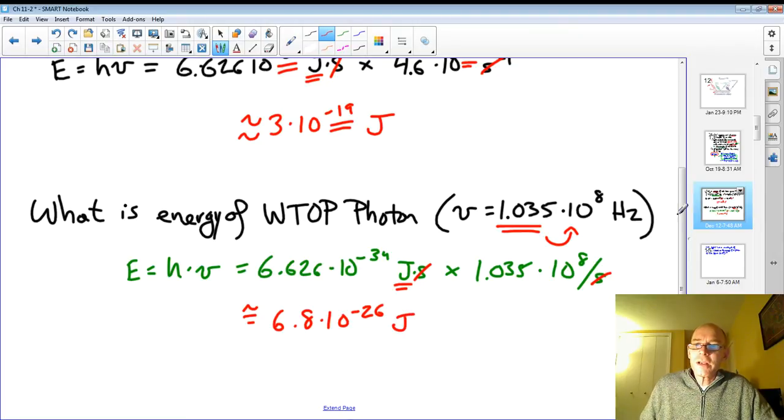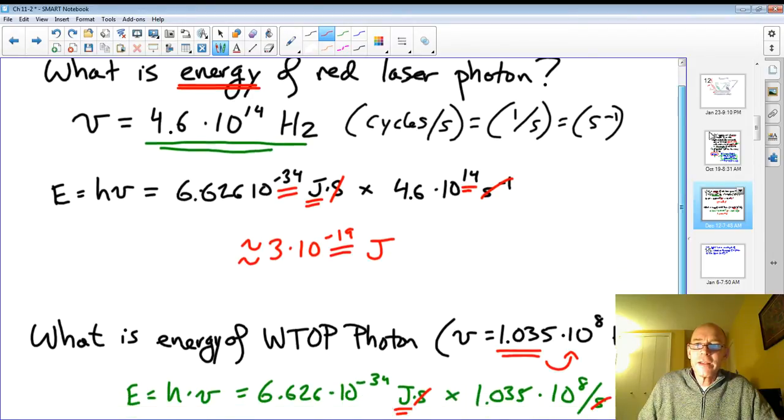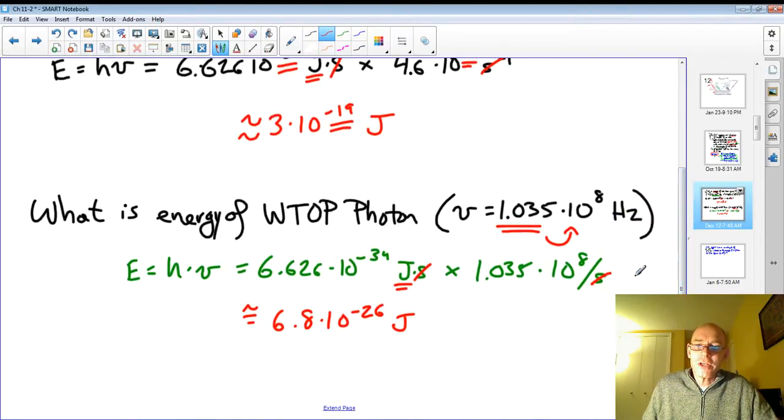Now, what I want you to compare this to is here's a relatively high energy red laser light compared to a relatively low energy photon, which is a radio wave, 3 meters long. And notice the difference in energy. The red laser light has approximately 10 to the 7th, or 10 million times as much energy per photon versus the radio wave.